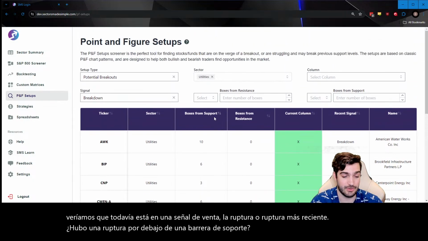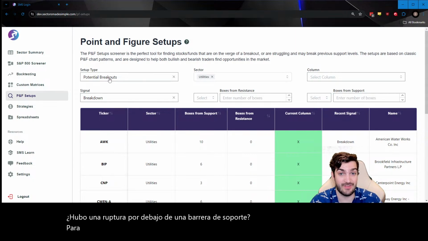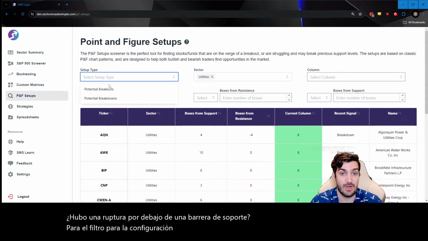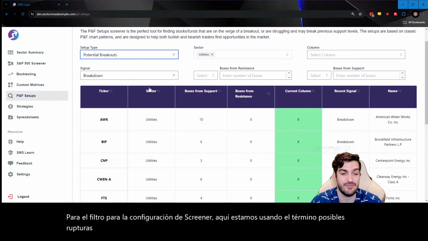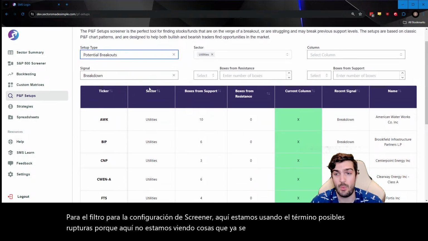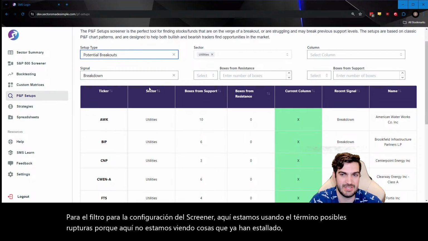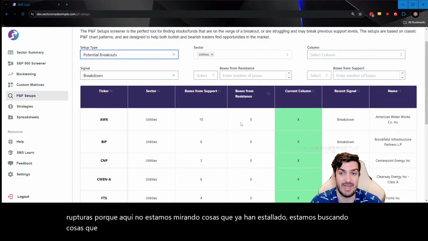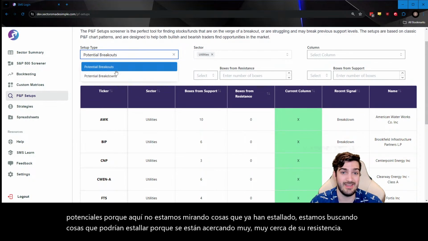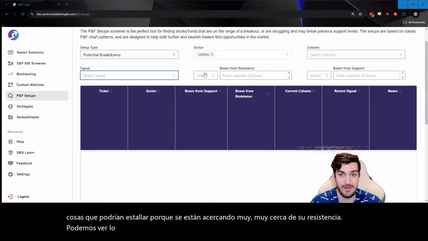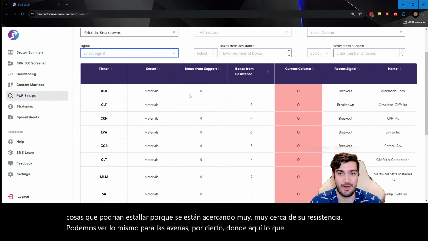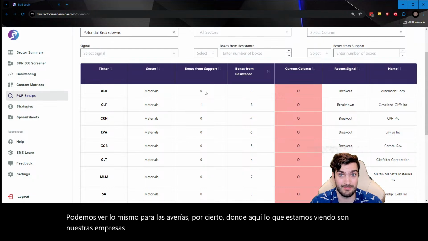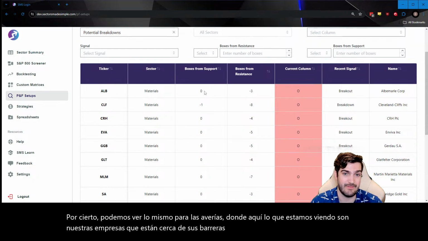For the screener setup, here we are using the term potential breakouts, because here we are not looking at things that have already broken out. We are looking for things that might break out because they are getting very, very close to their resistance. We can see the same thing for the breakdowns, by the way, where here what we are looking at are companies that are near their support barriers, meaning the price is getting very, very close.